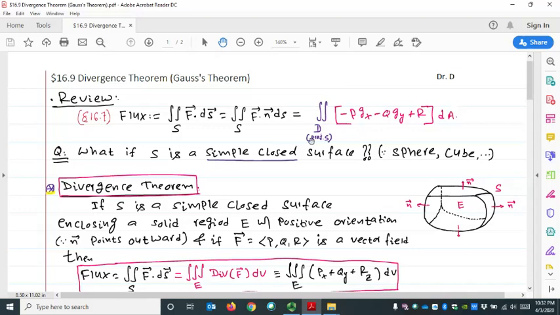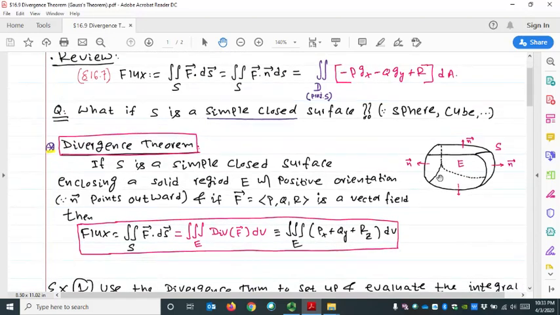Now let's put a restriction on the surface. So ask questions to ourselves: what if the surface S is a simple closed surface, like a sphere, ellipsoid, a cube, etc.? Then we have the divergence theorem. So let me state the divergence theorem.